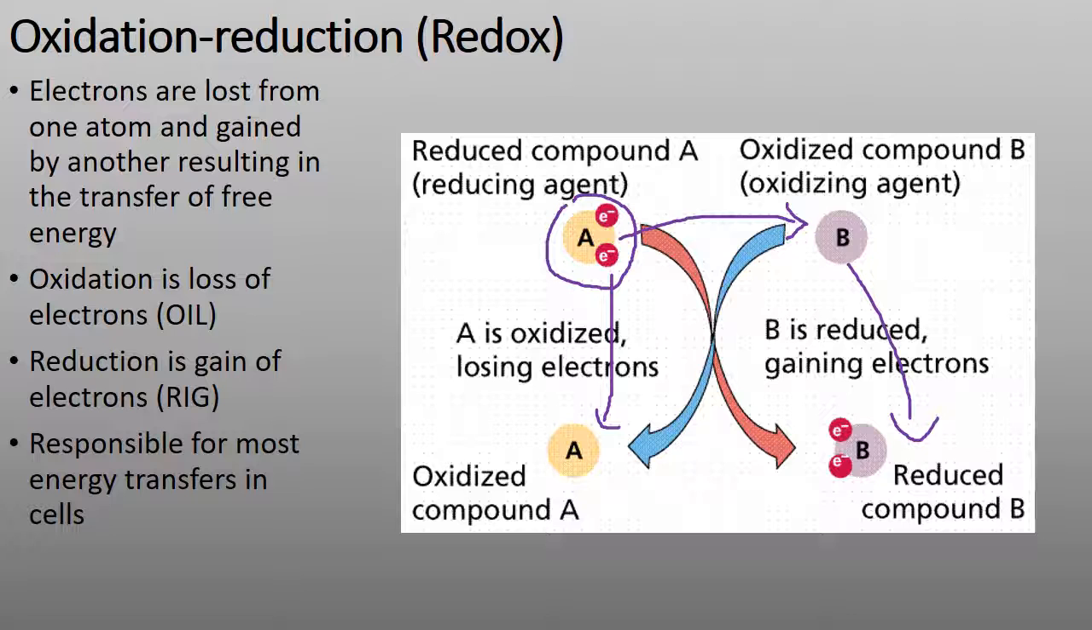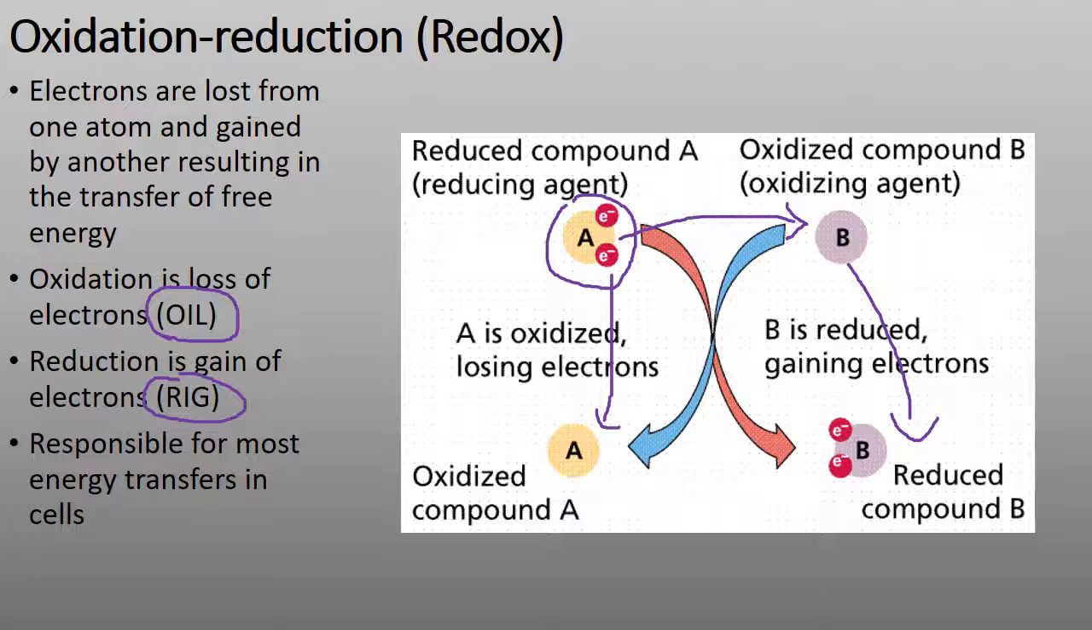And you can remember this by remembering the name OIL RIG. OIL RIG. Oxidation is loss of electrons, reduction is gain of electrons. Again, the electrons that are being transferred here, this is a transfer of energy from one molecule to the next. This is going to be very important when we do discuss cellular respiration.